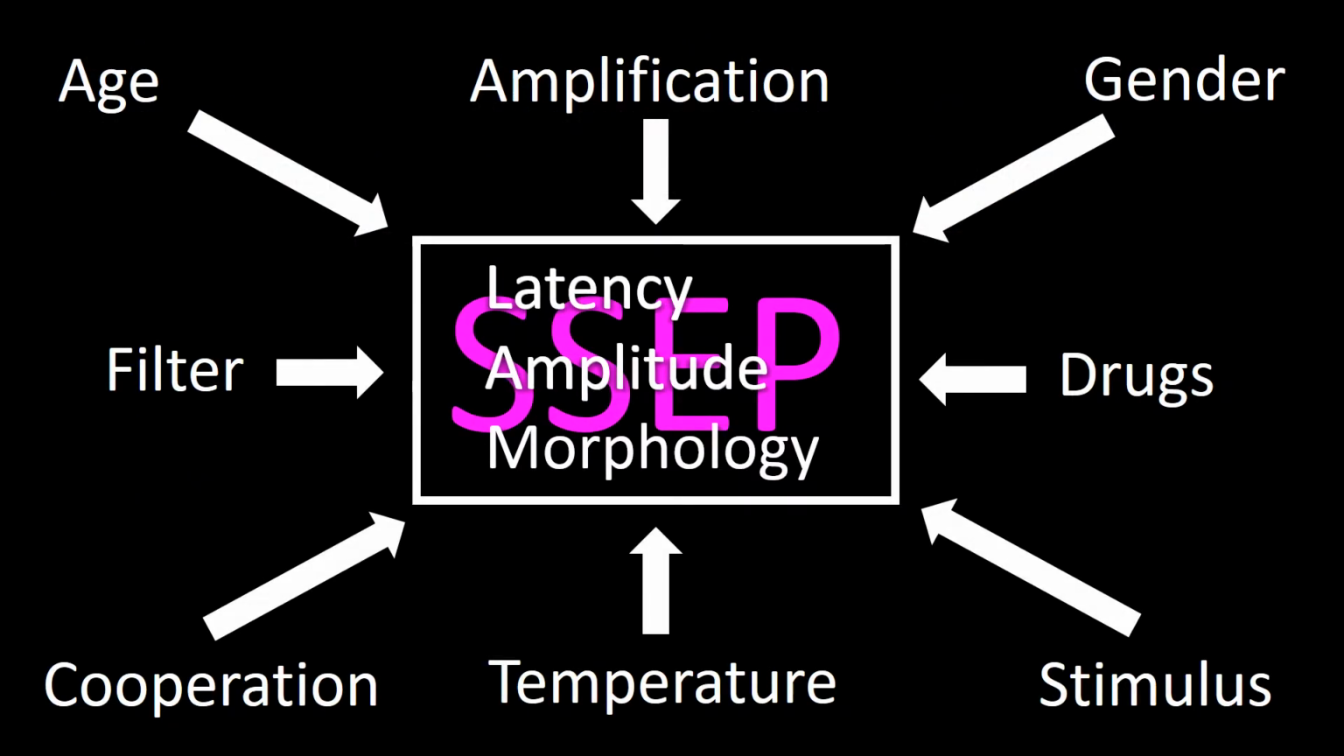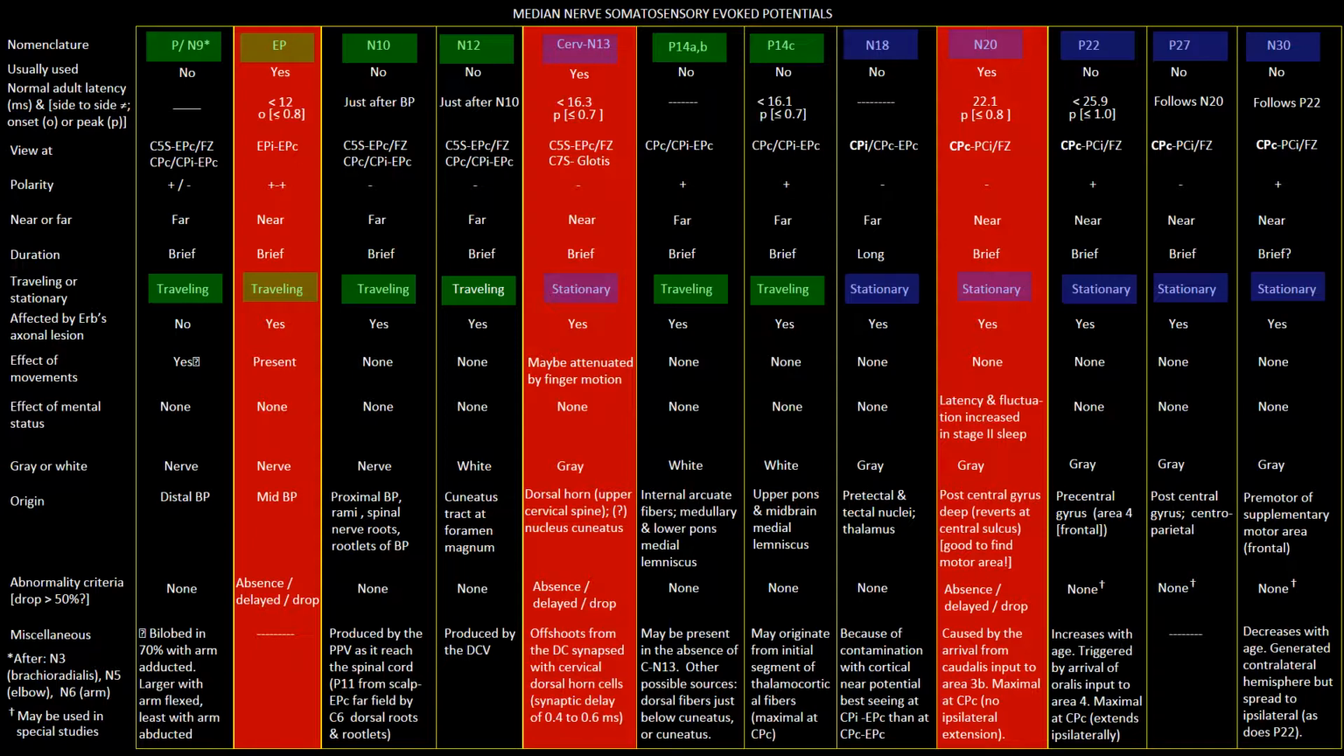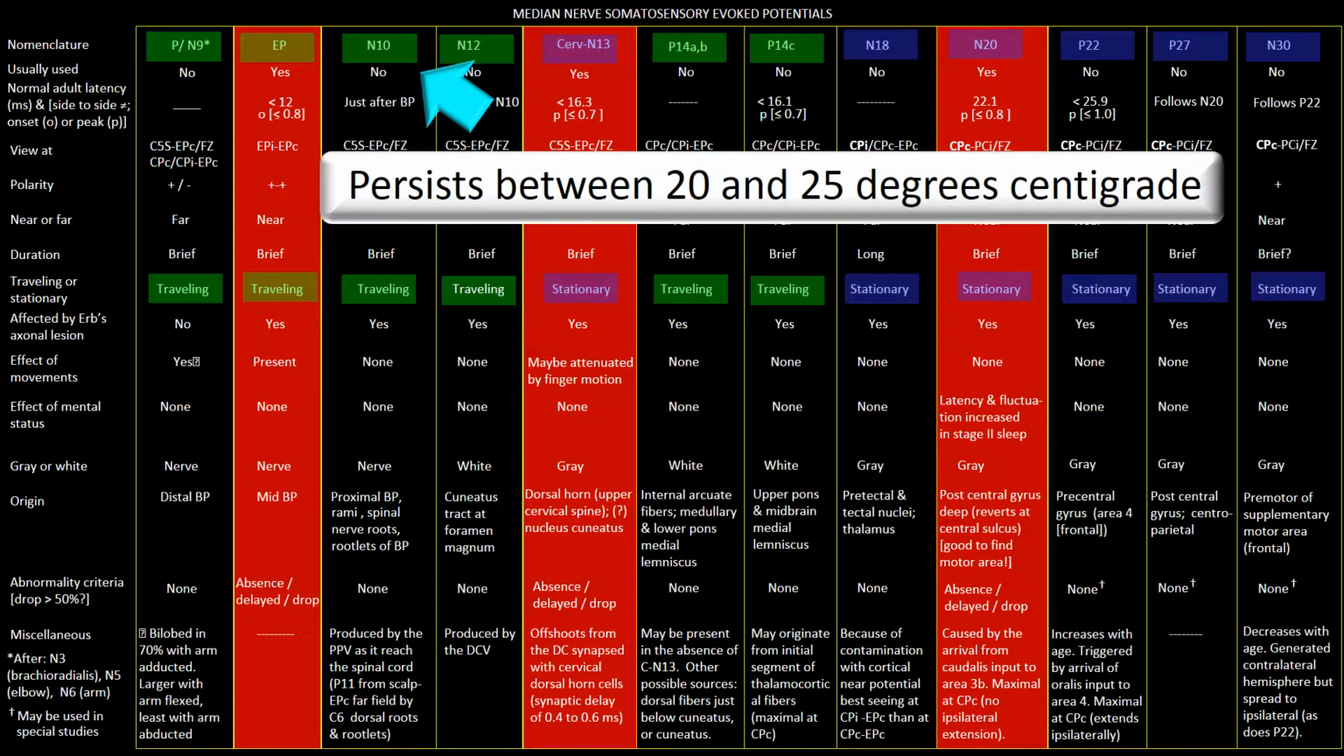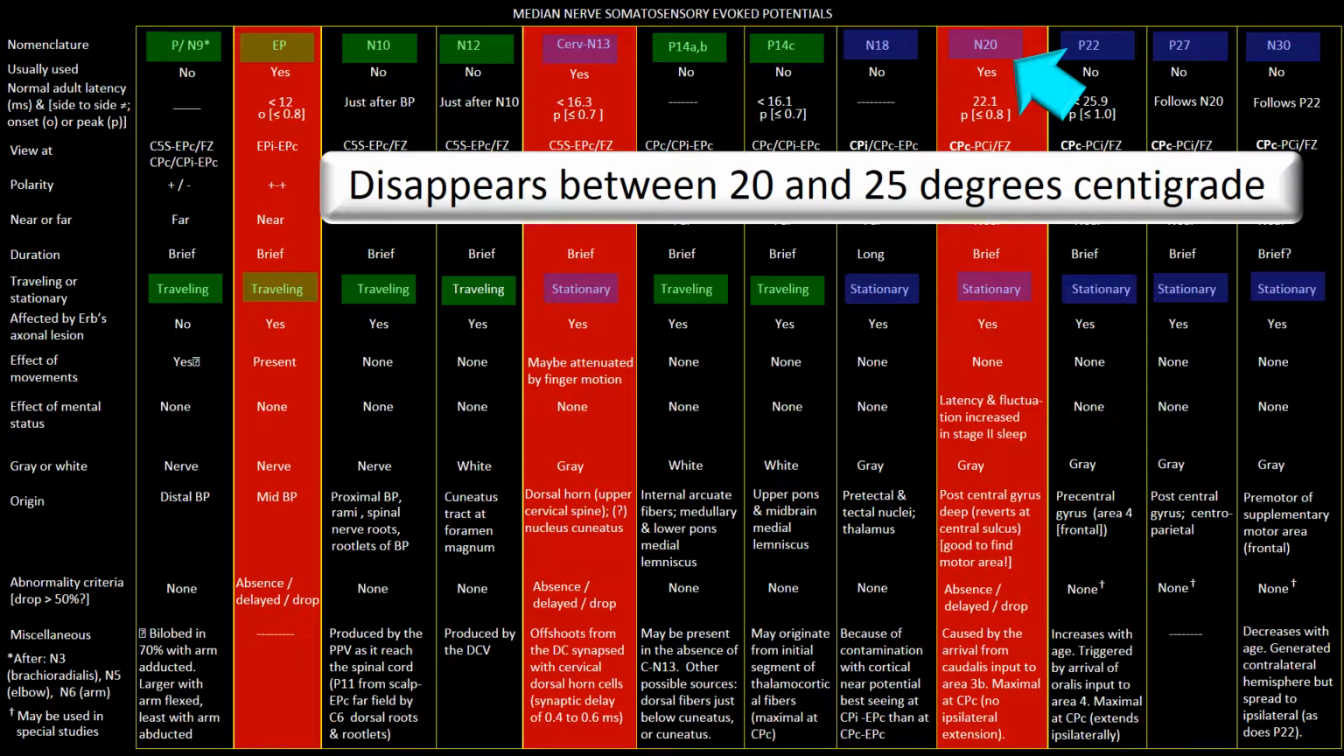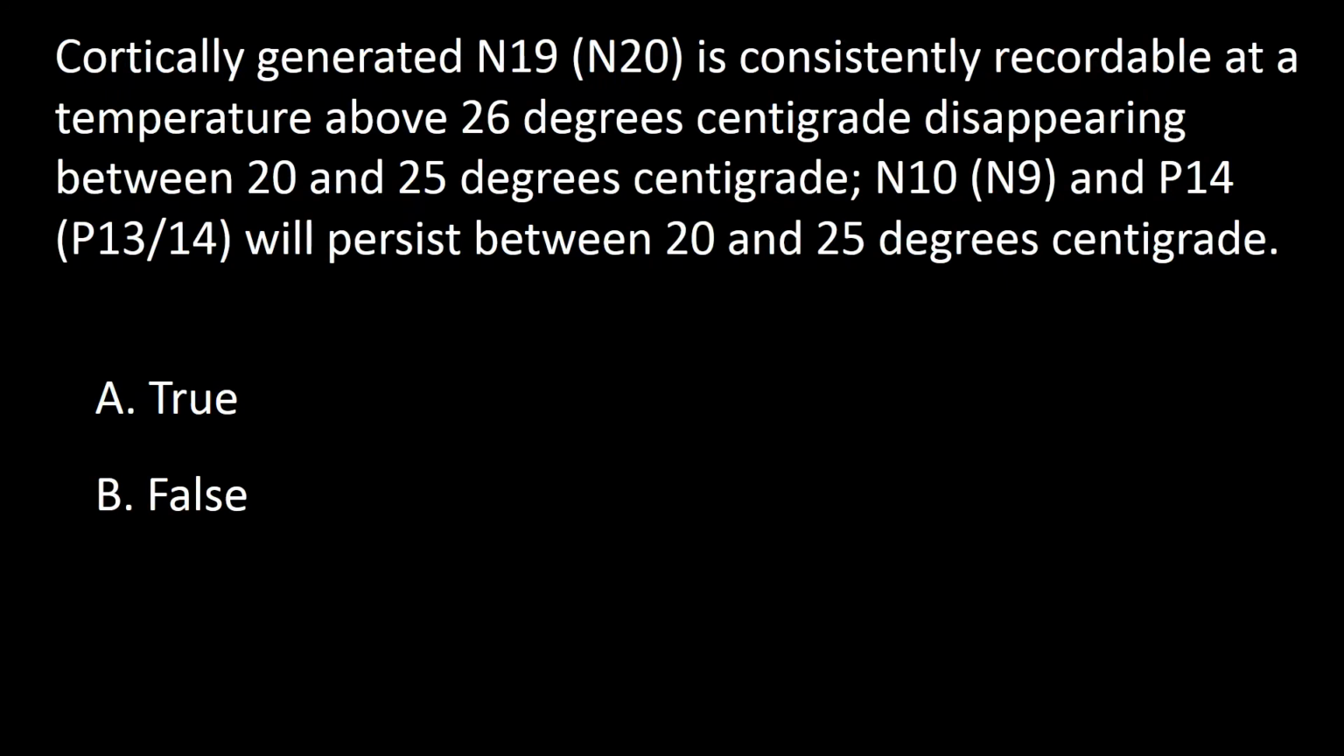We are back to the general chart about factors that influence somatosensory evoked potentials to talk about temperature. I have reintroduced the table with the 12 potentials to point out some facts related to temperature. N10 is preserved even at temperatures between 20 and 25 degrees centigrade. And so is P14A and B and P14C. N20 disappears when temperature drops between 20 to 25 degrees centigrade. So the answer to this question is A.